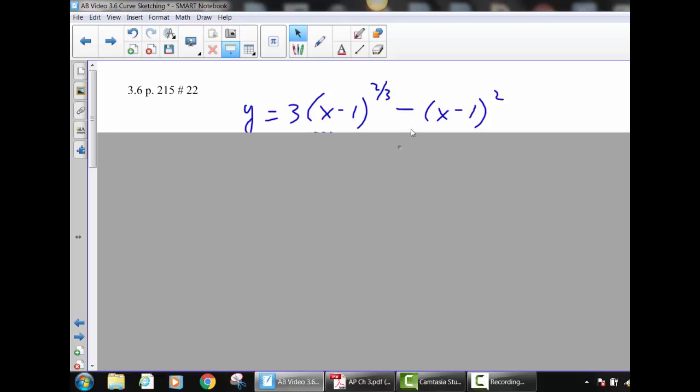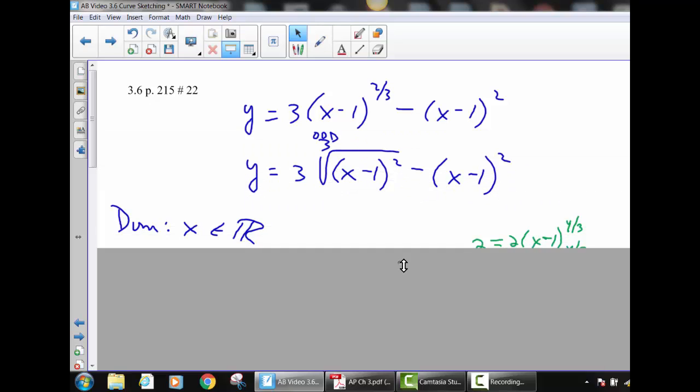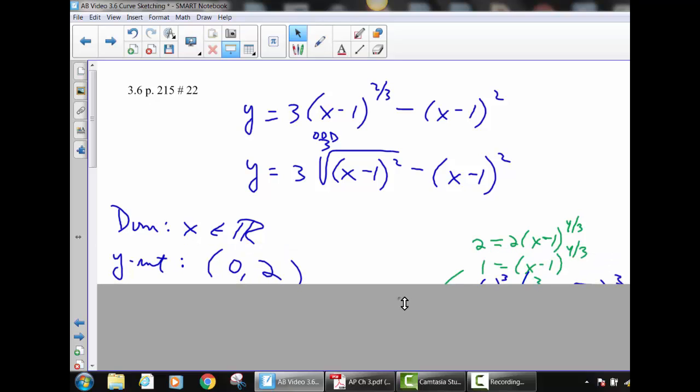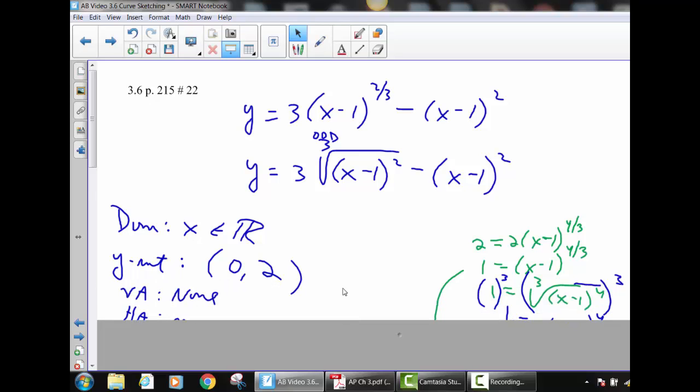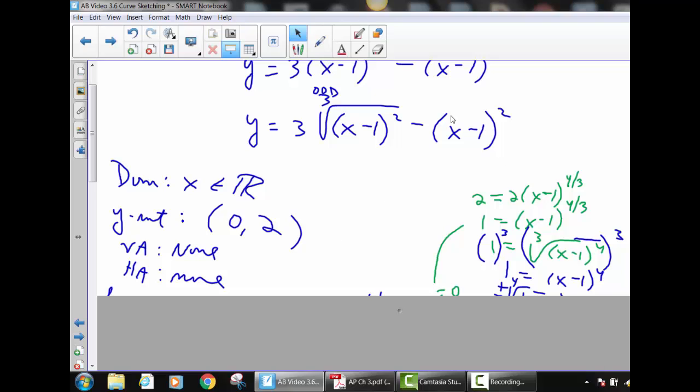Okay, number 22. This is, of course, a radical equation. It's a cubed root, so the domain is going to be all real numbers. Your y-intercept, replace x by 0. You'll find out it's 2. There's no vertical asymptotes because there's no denominator. There's no horizontal asymptote because, again, there's no denominator. There's nothing to create a horizontal asymptote.